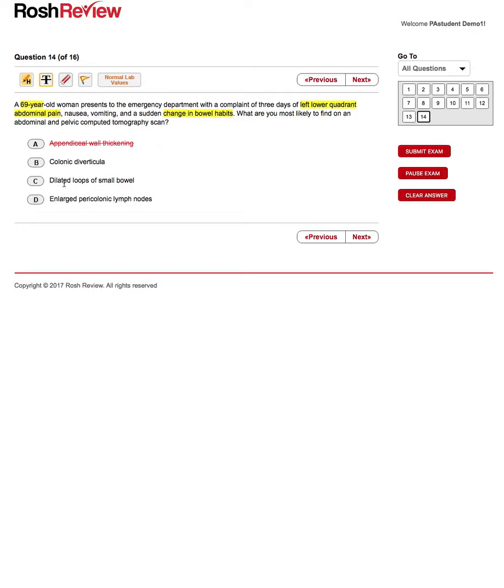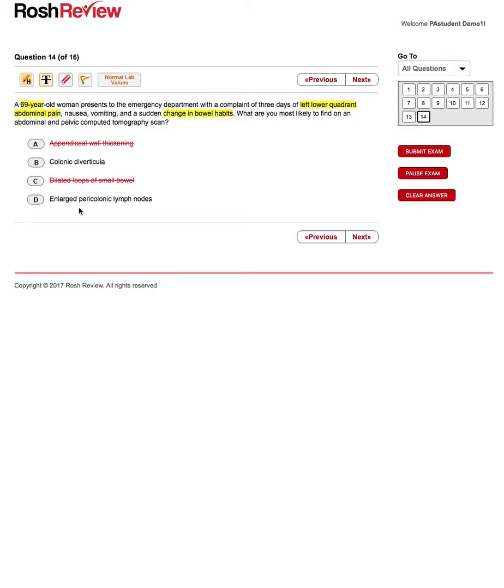Next, let's go to dilated loops of small bowel. This is associated with small bowel obstruction. The key to small bowel obstruction is most likely on physical exam, the patient will have diffuse abdominal pain, and most importantly, the question should almost always state that they have abdominal distension, which we do not see in this vignette. And so this is going to be incorrect, or a less likely answer choice.